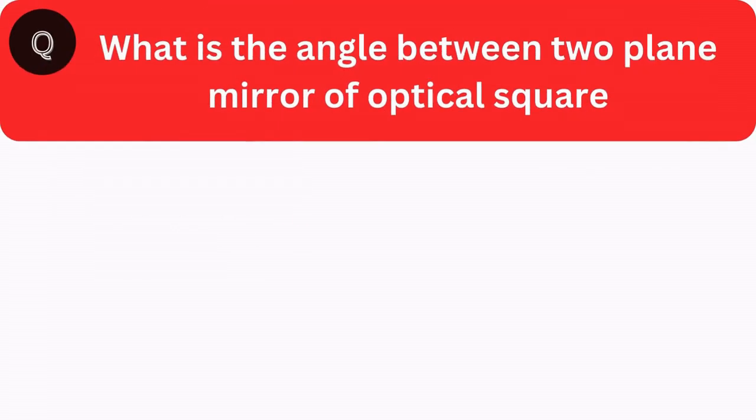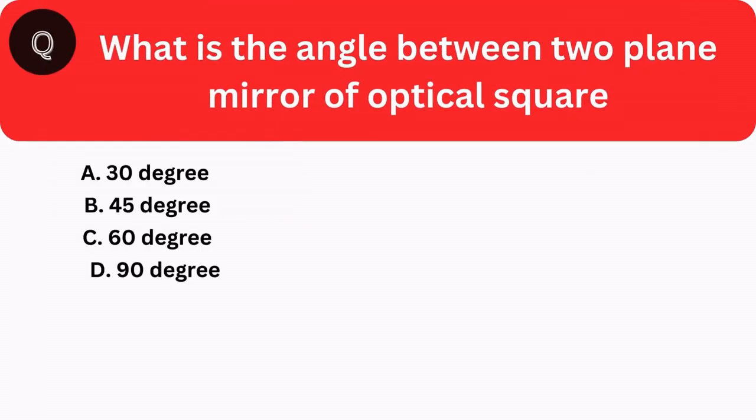What is the angle between the two plane mirrors of an optical square? A, 30 degree. B, 45 degree. C, 60 degree. D, 90 degree. Answer B, 45 degree.